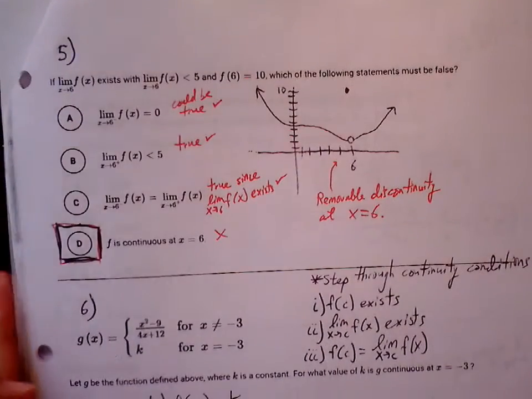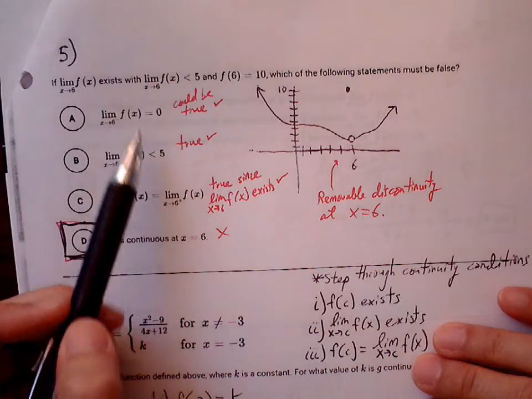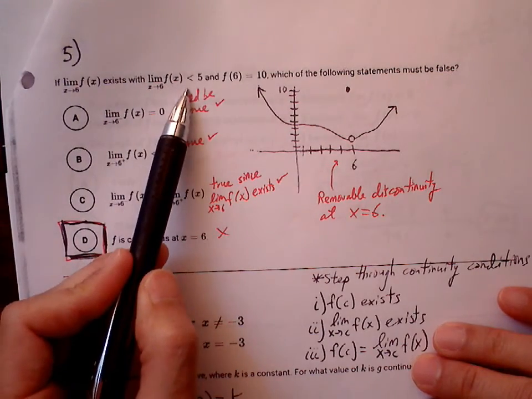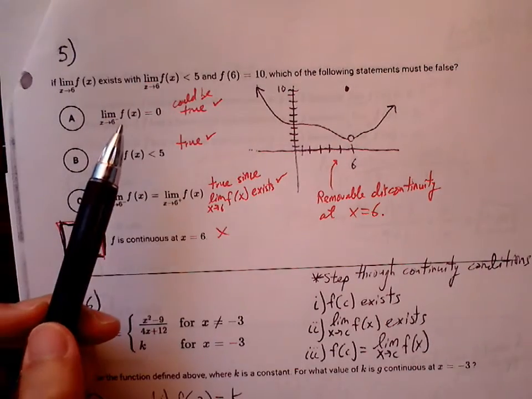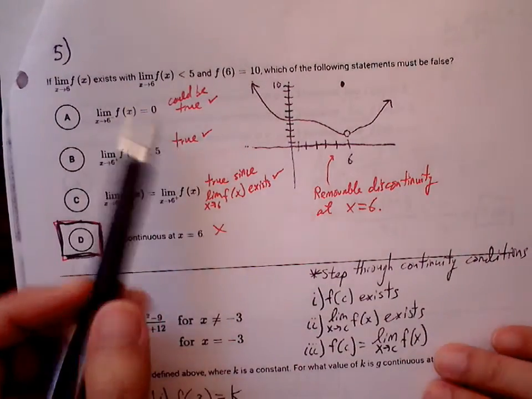All right, number 5. The limit as x approaches 6 of f(x) exists, with the limit as x approaches 6 of f(x) less than 5, and f(6) equal to 10. Which of the following statements must be false?